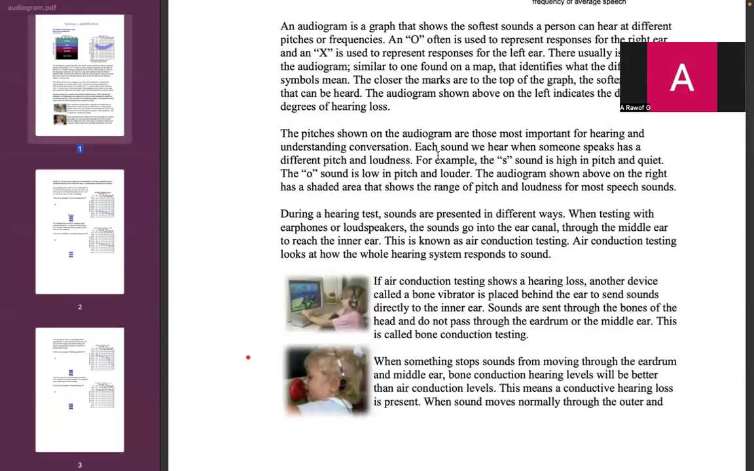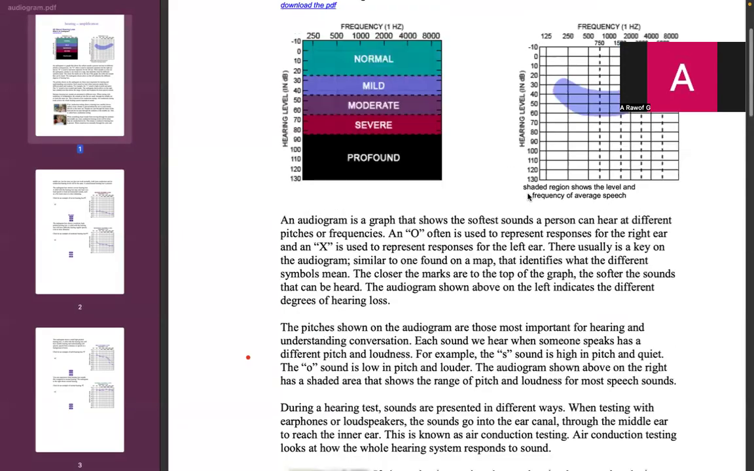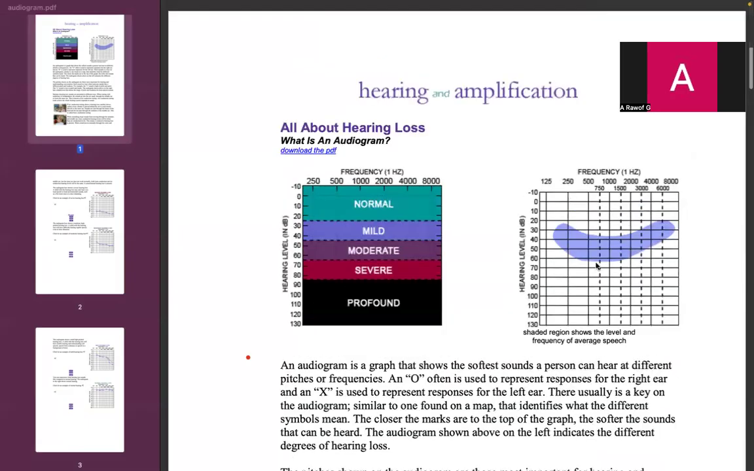Okay, the pitches shown on the audiogram are those most important for hearing and understanding conversation. Each sound we hear when someone speaks has a different pitch and loudness. For example, the S sound is high in pitch and quiet, and the O sound is low in pitch and louder. The audiogram shown above on the right has a shaded area that shows the range of pitch and loudness of most speech sounds.